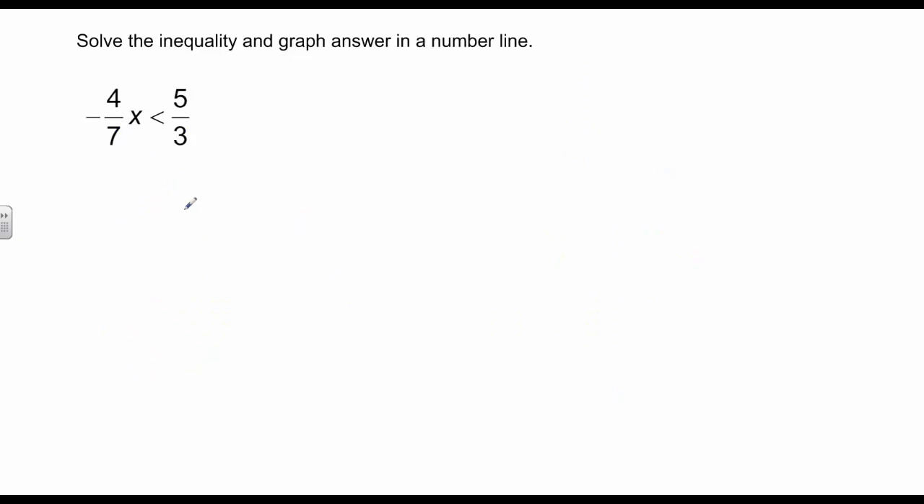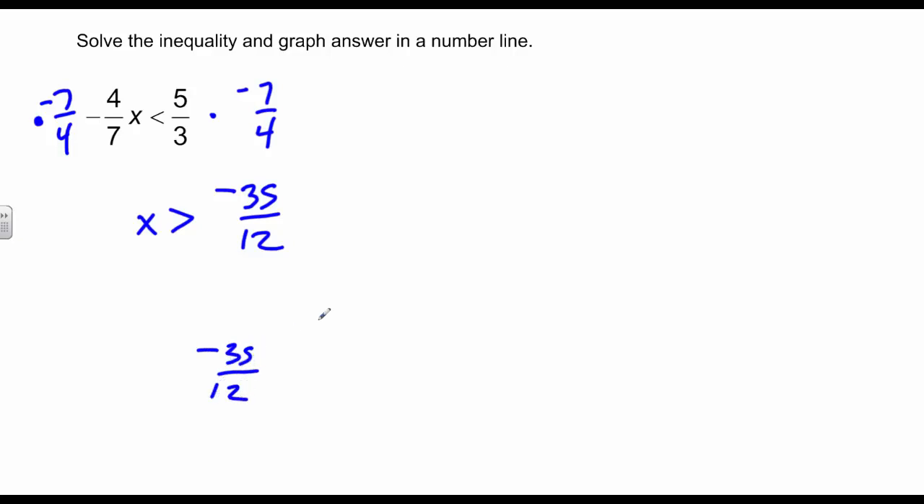Let's do another one. This time I have a fraction. And in this case, I want to get rid of the negative 4/7 multiple. So I have to multiply by the reciprocal, which is negative 7/4. Since I'm multiplying by a negative number, I must turn the inequality sign around. So it goes from less than to greater than. And I have negative 35/12. It's my solution. If I put negative 35/12 on a number line, it's not including, so I open circle and I move to the right.